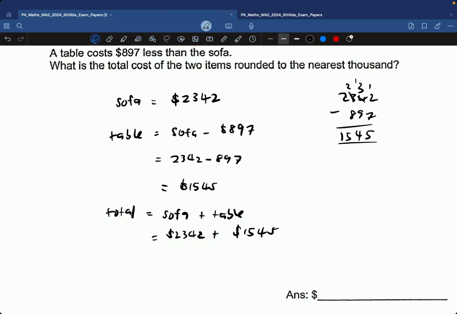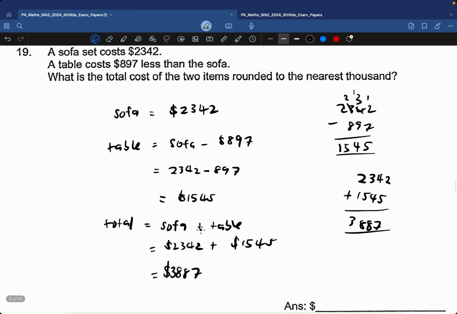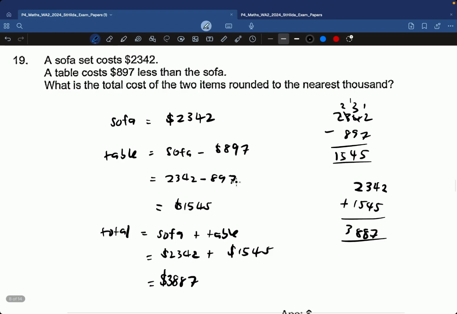So that means we can add 2,342 plus $1,545. So 7,883. So this will give us $3,887. So that means 323, is it 2,342 plus 1,522?